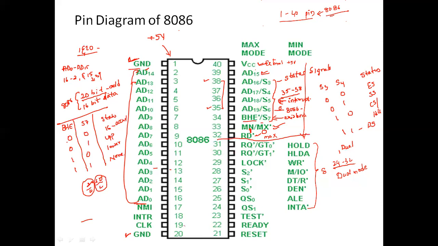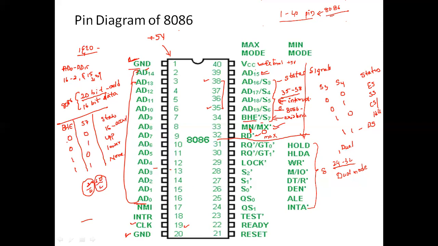Now when it comes to pin number 19, this is the clock signal. The signal at this pin provides the timing to the internal operations that are being executed. Which operation has to take place at what time, everything is going to be provided by this clock signal. Clock signal is nothing but a timing signal.